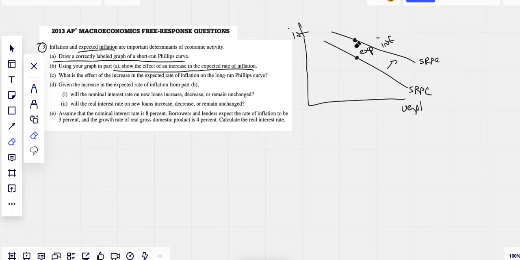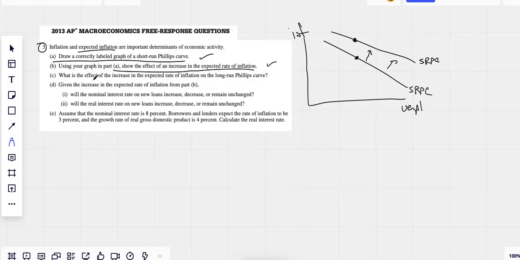Now we can show this clearly without a long run Phillips curve. But I think it's important because there are some questions in the future that you're going to run into where they want to know exactly where expected inflation is. I'm thinking 2019, something like that. I can't remember exactly. But we need to know that where the long run and the short run cross is going to be considered expected inflation. If it increases, we know it has to be a rightward shift of your short run Phillips curve. So I think we're okay with that.